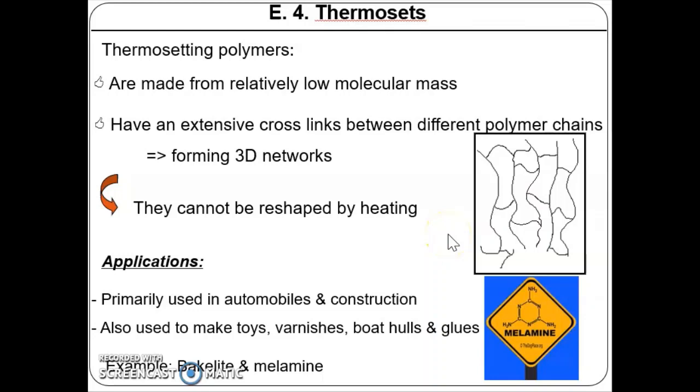So we have their name: thermo for heat and set for permanent. So these polymers cannot be reshaped by heating. For example, they are used in many applications, as in automobiles and constructions, also to make toys.